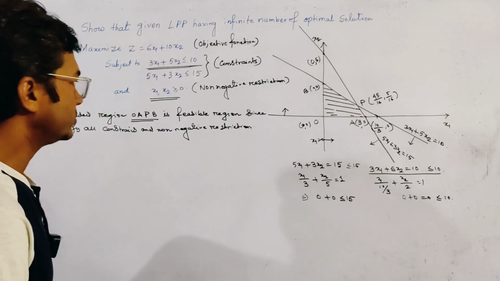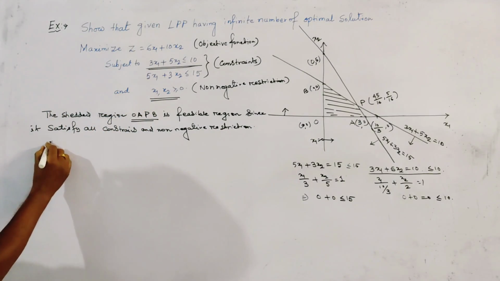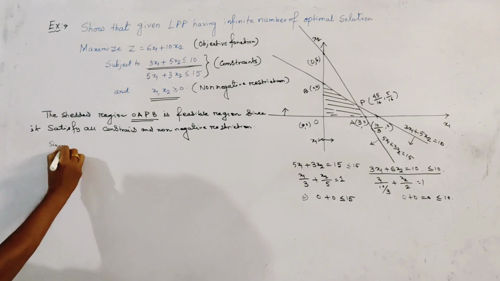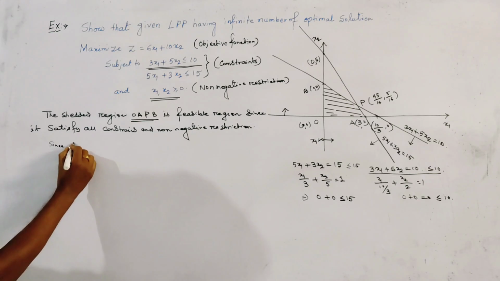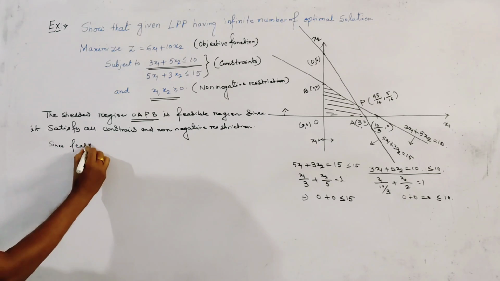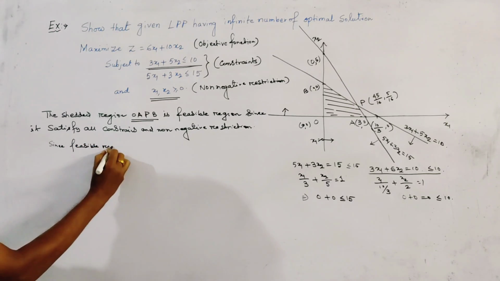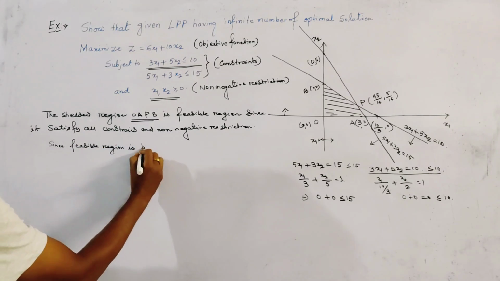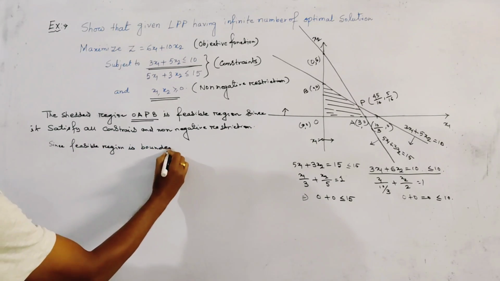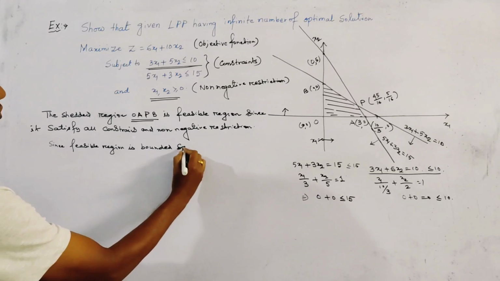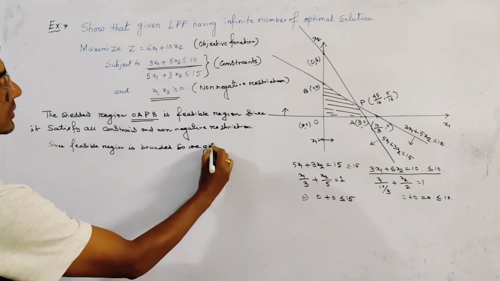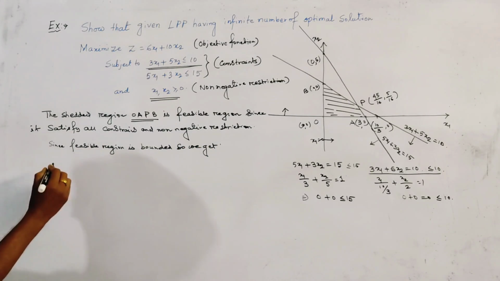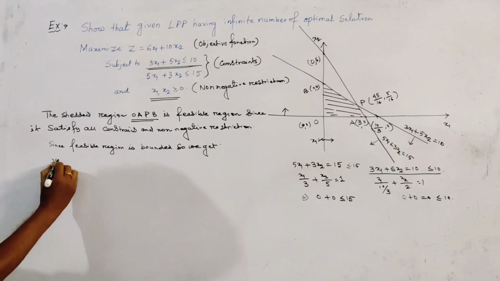Since the feasible region is bounded, we make a table, and in the first column of the table we write vertex.